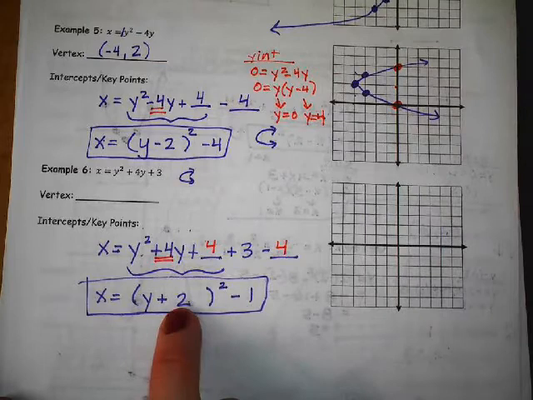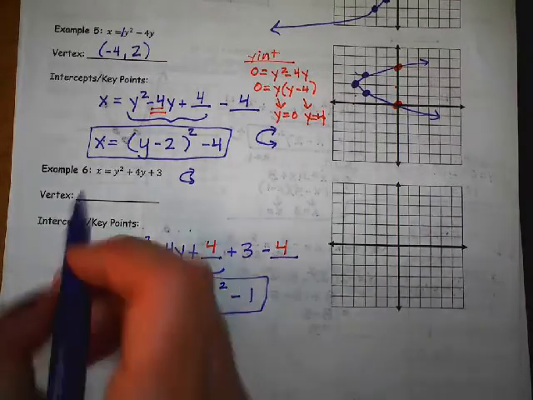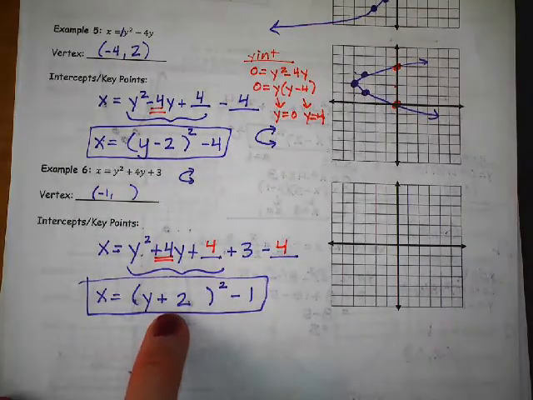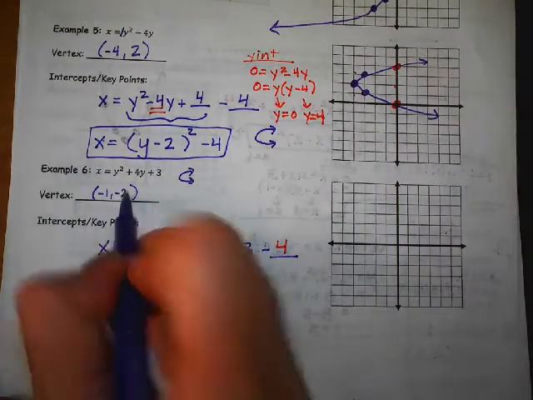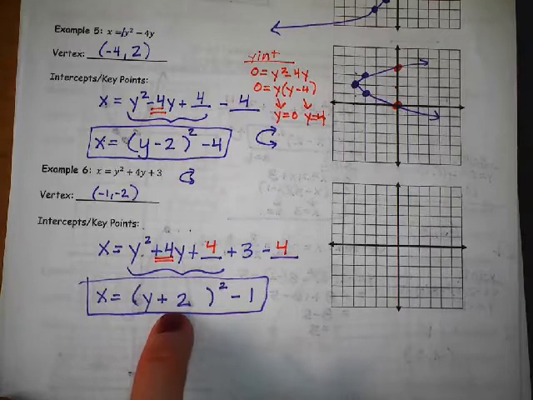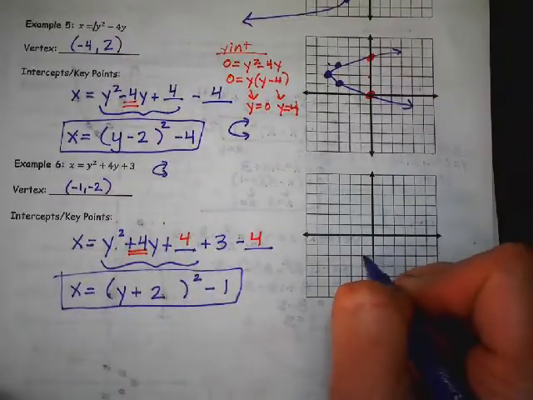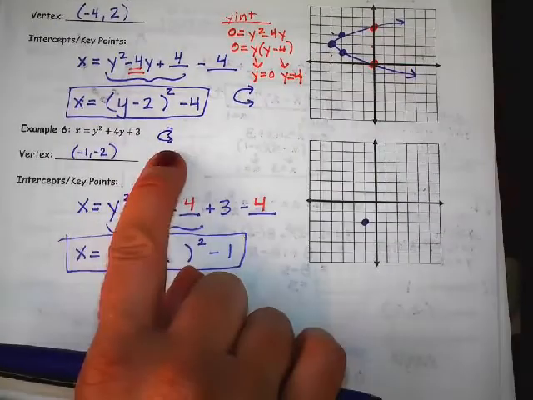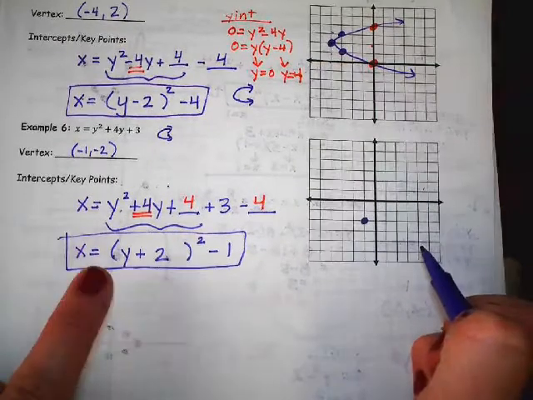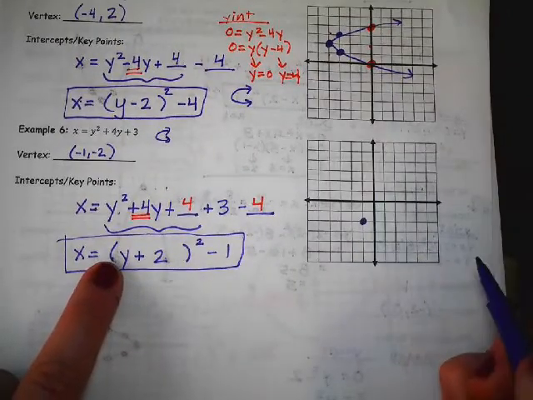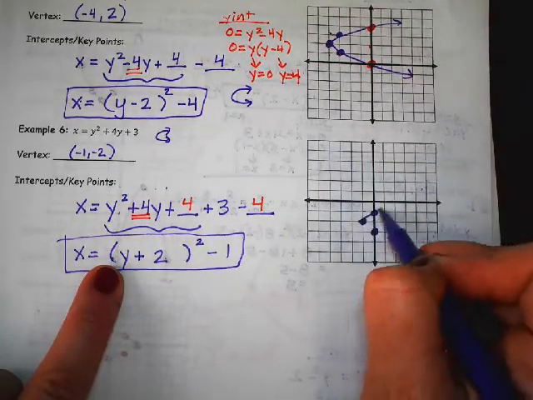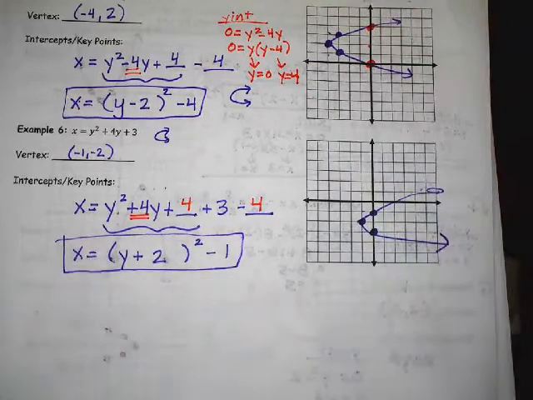H, comma, k. So in this case, my h is -1. My k, should it be 2 or -2? It should be -2 because it is the opposite of what's in the parentheses. So let's plot that point, -1, -2. I know that this parabola is opening to the right. I made that decision right from the beginning. And since it's opening to the right, my a value, the number in front of the y squared, is 1. So I can go up 1 over 1, down 1 over 1, and my parabola looks like this.